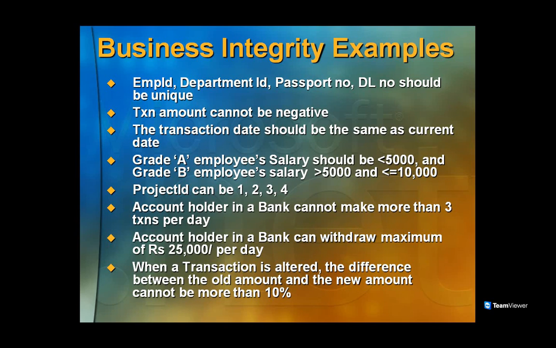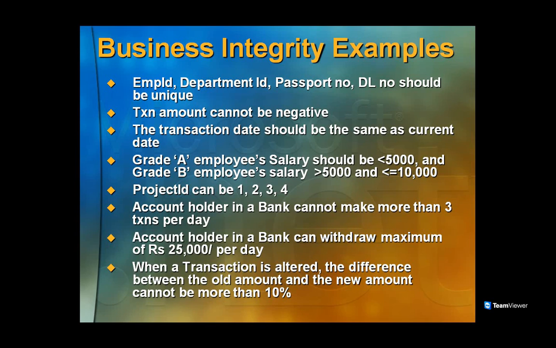Employee ID, department ID, passport number, driving license number should be unique. You should not have duplicates. To ensure this, we have primary keys and unique keys, which ensure that no data is duplicated. Transaction amount cannot be negative. A negative amount in the column cannot be a right value, so you have to restrict it by saying the transaction amount is greater than zero. The transaction date should be the same as the current date. Grade A employee salary should be less than 5,000. Grade B employee salary should be greater than 5,000 and less than 10K.